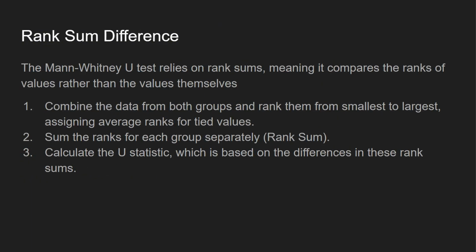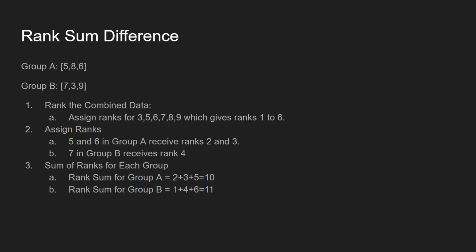The Mann-Whitney U relies on rank sums, meaning it compares the ranks of values rather than the values themselves. There are 3 steps associated with it. Combine the data from both groups and rank them from smallest to largest, sum the ranks for each group separately, and calculate the U statistic, which is based on the differences in these rank sums.